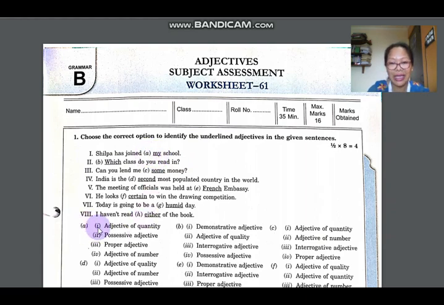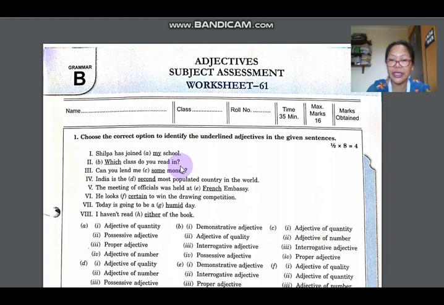Option A has 4 options: 1, 2, 3, 4. Is it adjective of quantity? Is it possessive adjective? Is it proper adjective, or is it adjective of number? You can refer to lesson number 4, where we have learned kinds of adjectives. I've explained this to you. So, she has joined my school, my would be possessive adjective. So option 2 is correct.